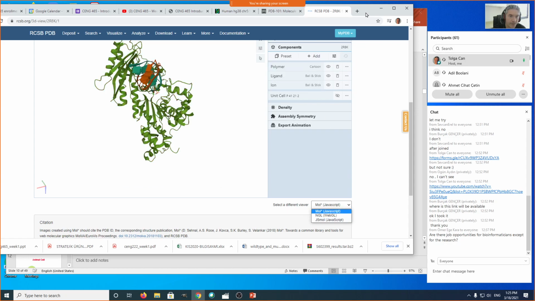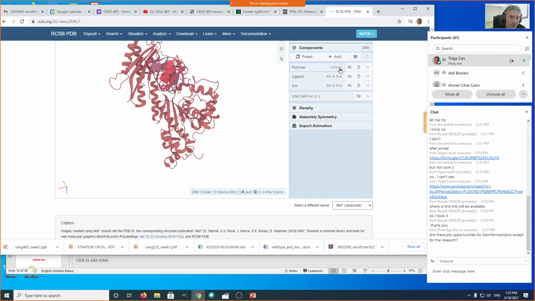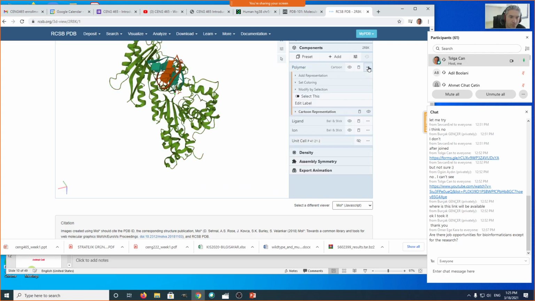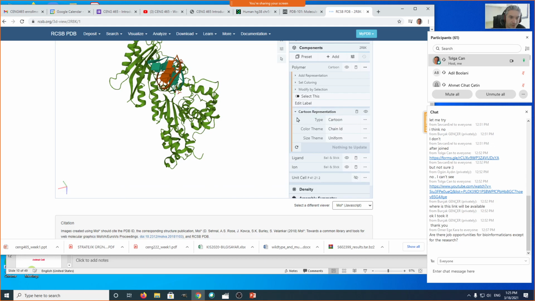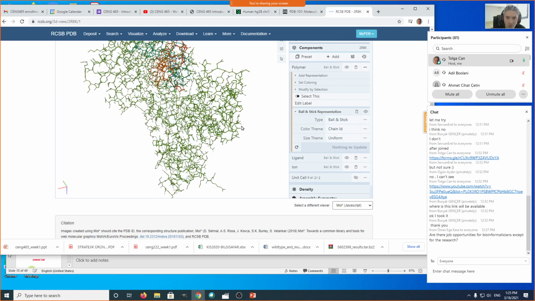Oh yeah, here, it's here. It says cartoon model, okay? Now, I probably can change this cartoon model to a different representation right here. The type cartoon. Can I change this? Yeah, let's change this to ball and stick. Look at, yeah, balls and sticks.